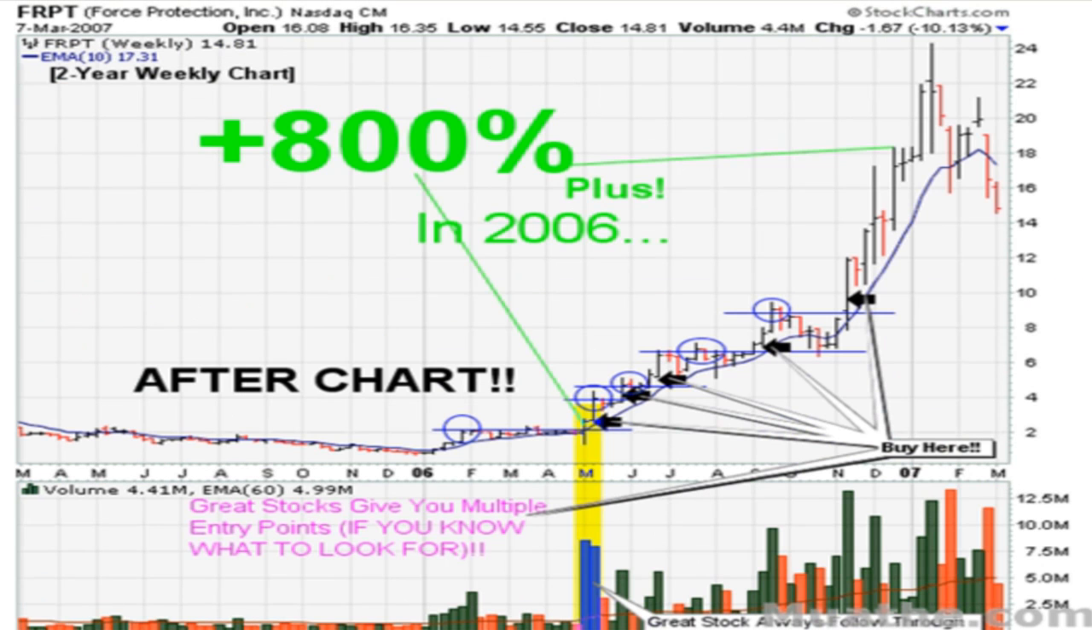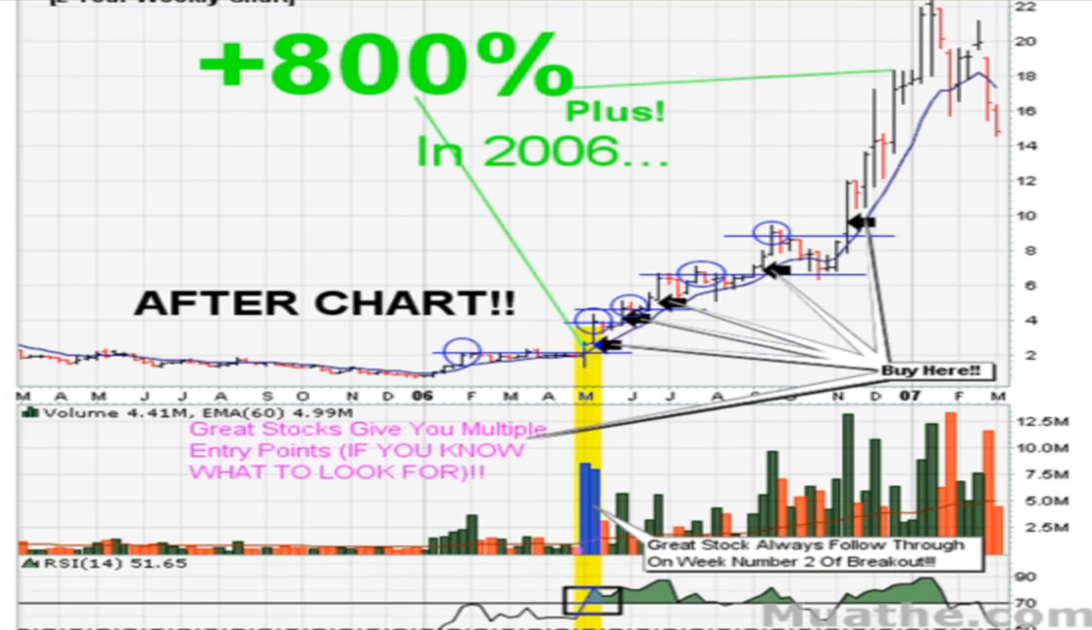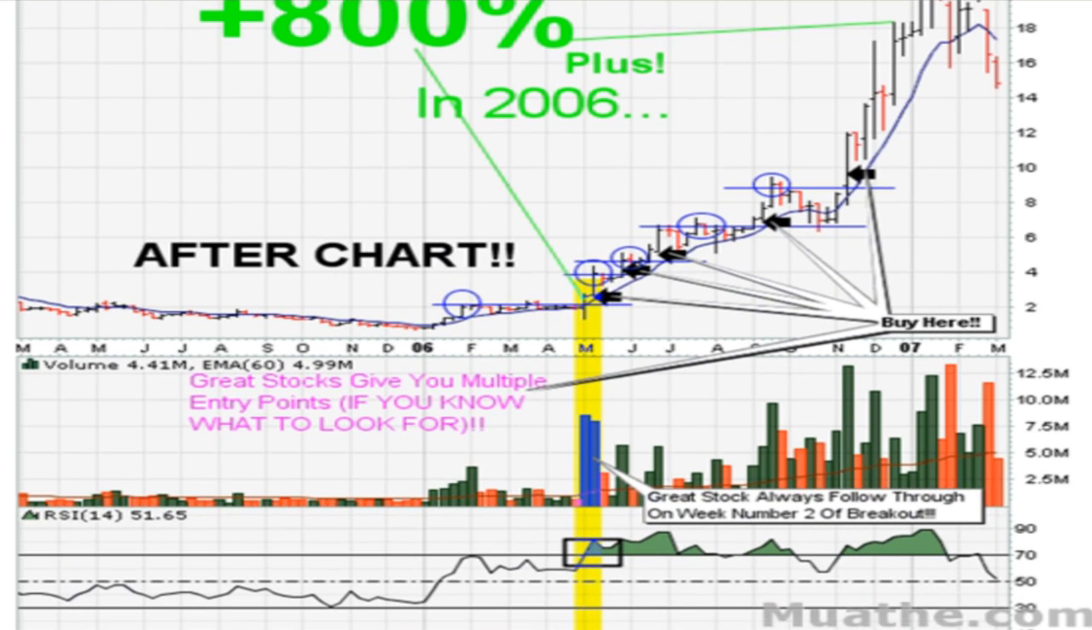Now notice what happened after that. It went on to gain a good 800% just in '06. Now, this was the angle of penetration we were talking about in the before chart right here. See how steep that was? At that point of penetration above the 68 level, very steep angle, and the stock goes on to rally over the next couple of months, moving from around $2 to as high as $6 in a very short period.